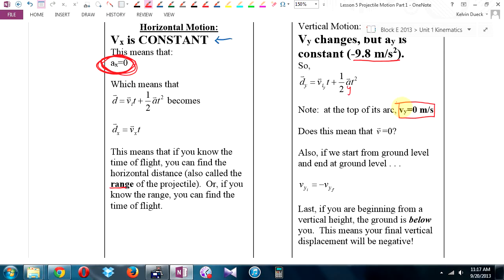So at the top of its arc, for a split second, oh, that's a terrible toss. Let me try that again. Enzo, ball back. You can do better than that. Try to get just below the ceiling.